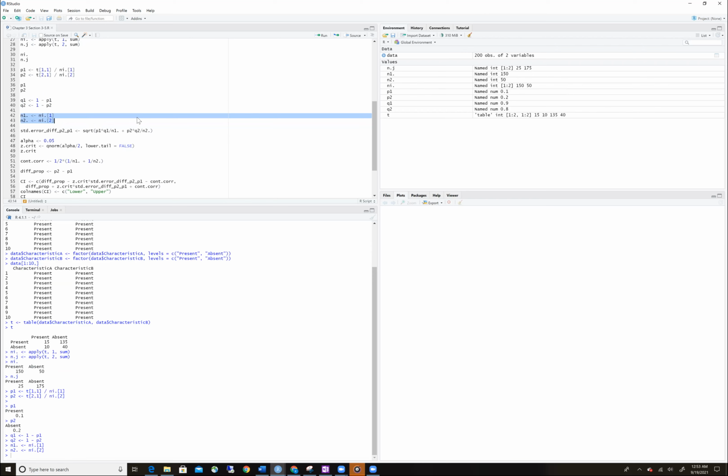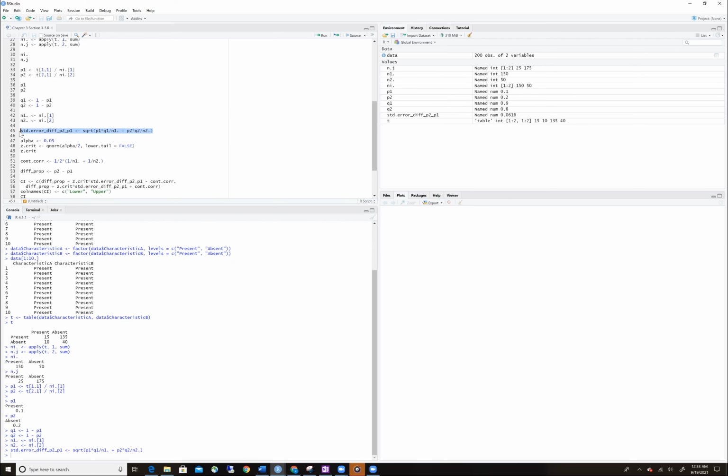All right, in our book, it gives us a formula for the standard error. That's equation 3.13. If we look at the standard error for the difference in the proportions, we get the square root of P1 Q1 over N1 dot plus P2 Q2 over N2 dot. So we can get the standard error. And then we can set our alpha level of 0.05.